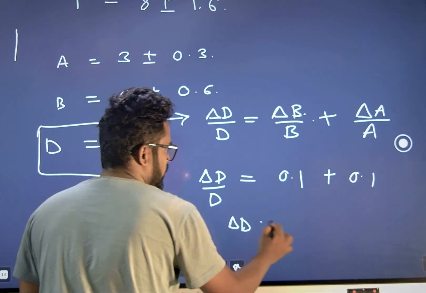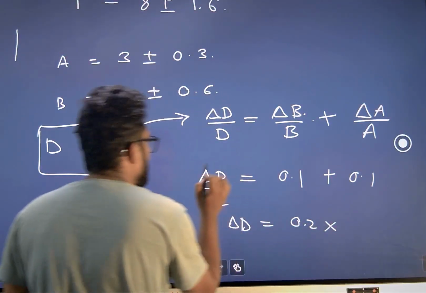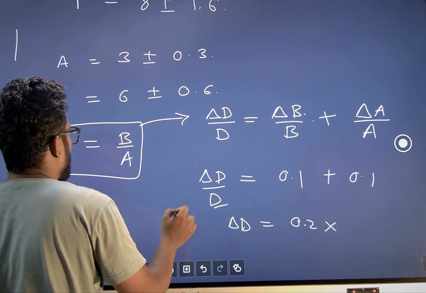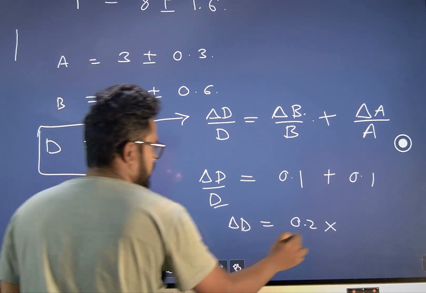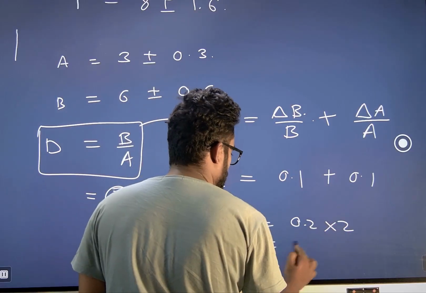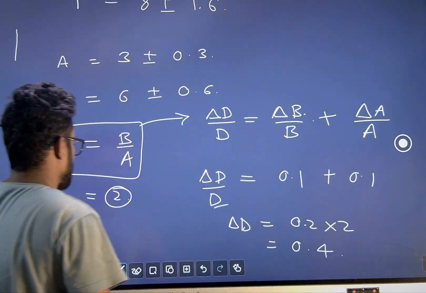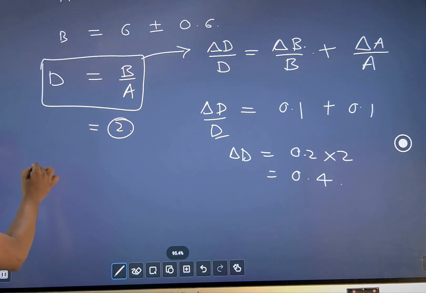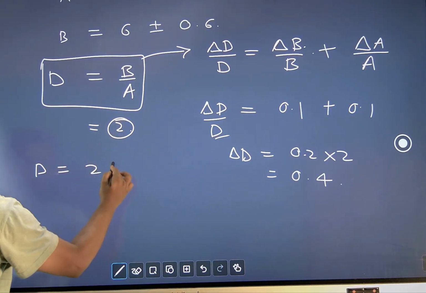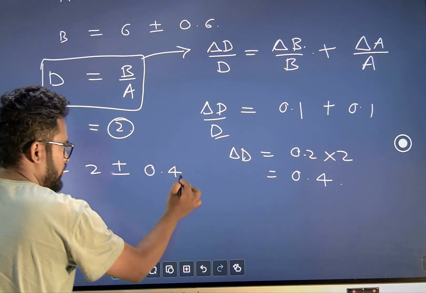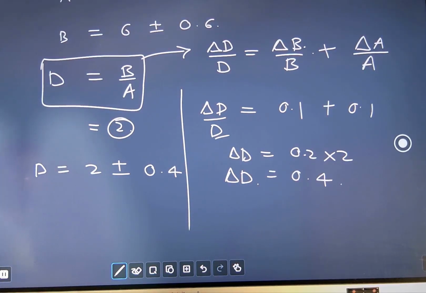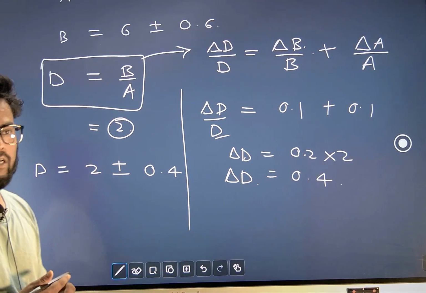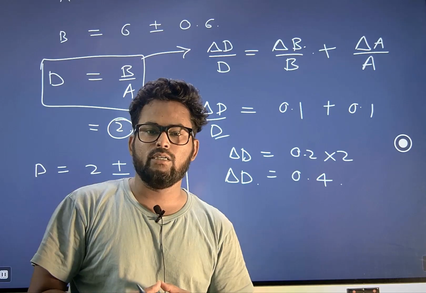So delta D is 0.2 times D. D is B by A, so the D value would be 2. D multiplied by 0.2 gives 0.4. So if you want to write down the division answer, the actual value is 2, and the error is 0.4, that is delta D. Okay, so that is how we calculate error in products and division as well as addition and subtraction.